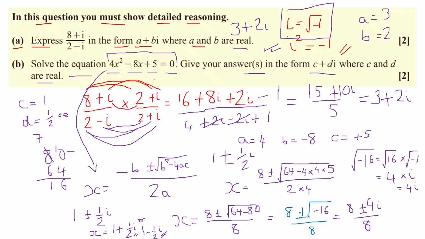If you work it out and simplify, you get 8 plus or minus 4i all over 8, and then that's going to be 8 over 8 plus or minus 4i over 8. That's where we get 8 over 8 is just 1, and then 4 over 8 simplifies to a half, or i over 2, or a half i. So plus or minus a half i.